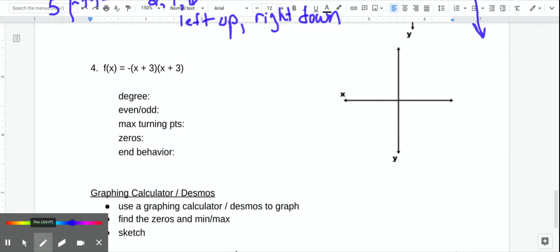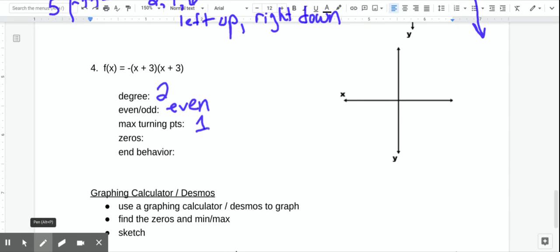So if we multiply this out, this would be a degree 2, which of course is even. At most, it's going to have 1 relative minimum or maximum. The zeros are -3 and -3, which is the same zero.